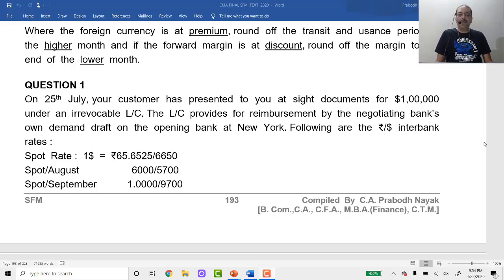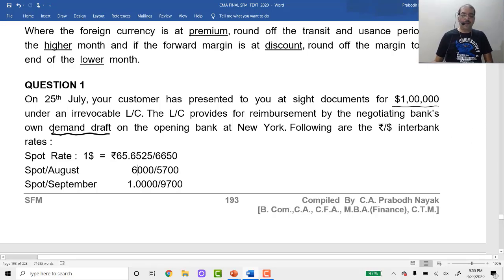On 25th July, your customer has presented to you at sight documents for 1 lakh US dollars under an irrevocable LC. LC is letter of credit. The letter of credit provides for reimbursement by the negotiating bank's own demand draft. So demand draft, underline that. So we have to know whether it is a TT buying rate or a bill buying rate or a TT selling rate or a bill selling rate. On the opening bank at New York, following are the rupee to dollar interbank rates. Spot rate is given to you 65.6525 by 6650, and then swap points are given to you 6000 to 5700 and 1 to 0.9700.